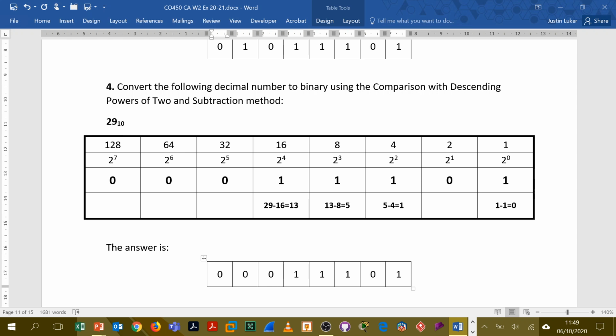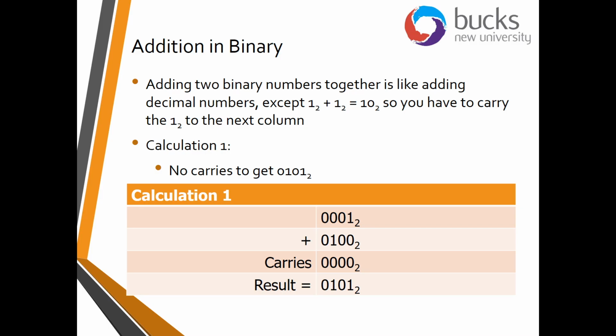So that gives us a couple of good examples really of using this comparison with descending powers of 2 and subtraction. So now that we can convert between decimal numbers and binary numbers, and back again from binary to decimal, decimal to binary, and we have 2 methods each, so we've covered 4 different methods of conversion. That's really good, so that allows us to work flexibly with them. Let's have a look at a little bit of calculating. So now we can have a look at something about addition in binary.